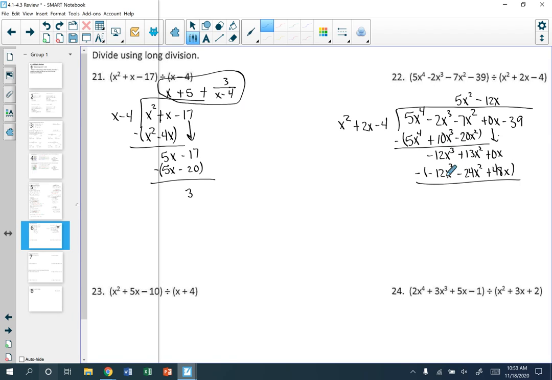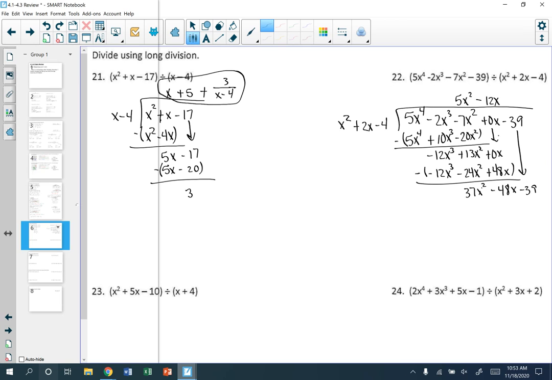So my 12x cubes canceled. This turns into a positive 24, which gives me 37x squared. And then this turns into a negative 48, so that is minus 48x. And again, I bring down my 39, minus 39.